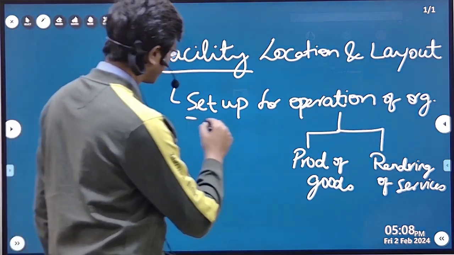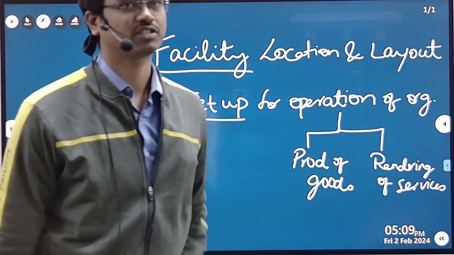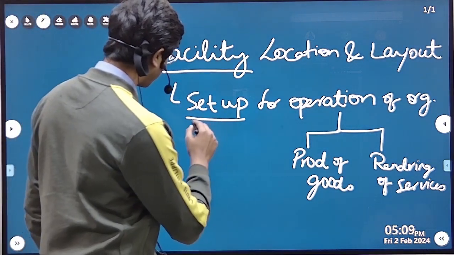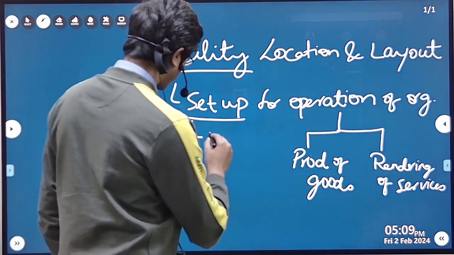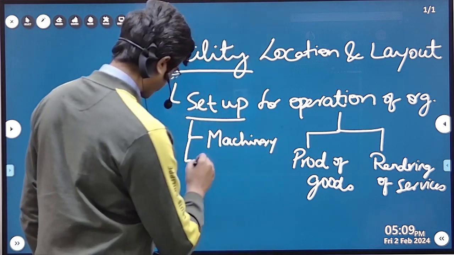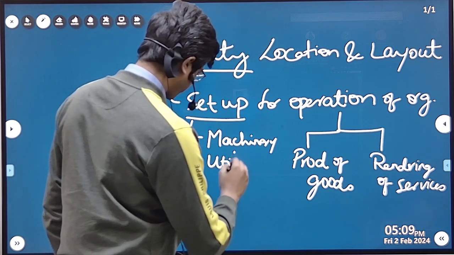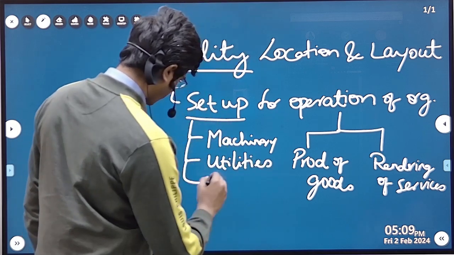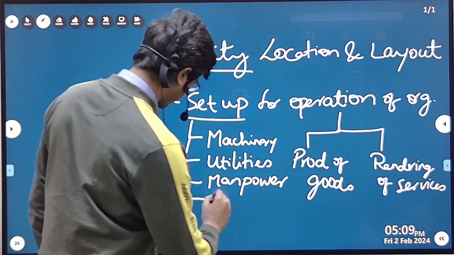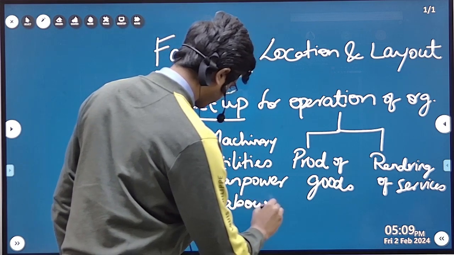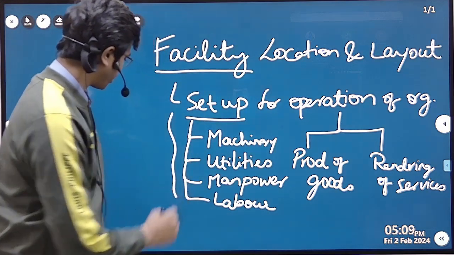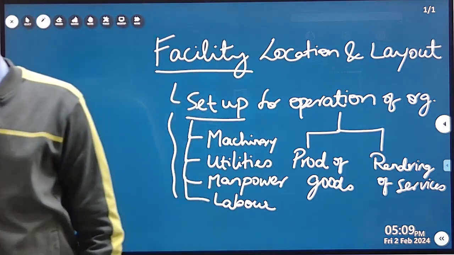So this is a place where you produce your goods or you render your services. So setup, what does a setup mean? Setup means where you have all of your machinery, utilities, manpower, labor. So this is a place where you have all of your amenities or all of your tools for producing your goods or rendering of your services. So that is a facility.